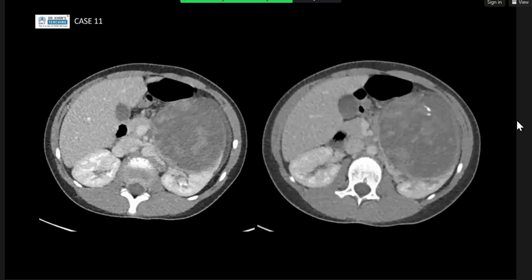Do you have other sections or? No, but this is all that you get. And I'll give you a bit of history. So this is a teenager, about 12 years old, and came in with blunt abdominal trauma.